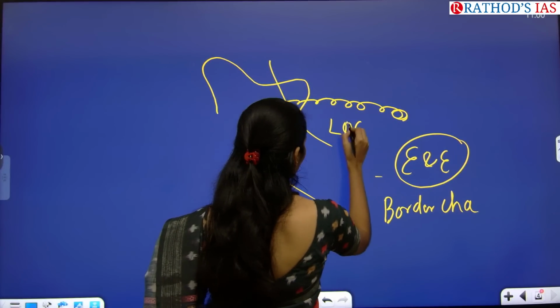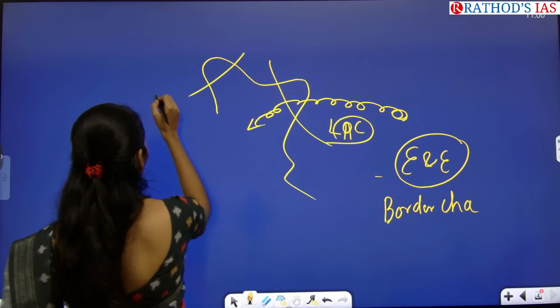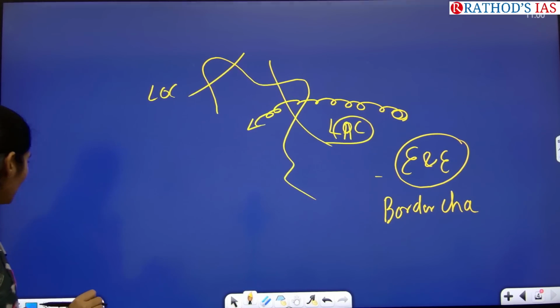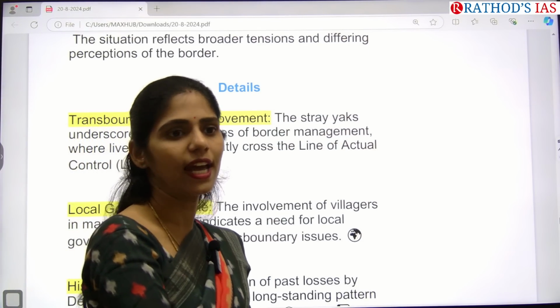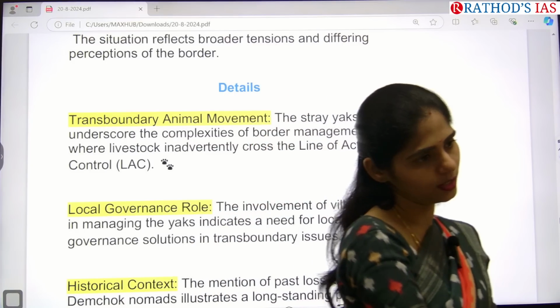Actually, it is LAC, line of actual control. Here we have LOC. So what happened here is that border movement of animals is now happening, so it became a very great challenge for both countries to control this.